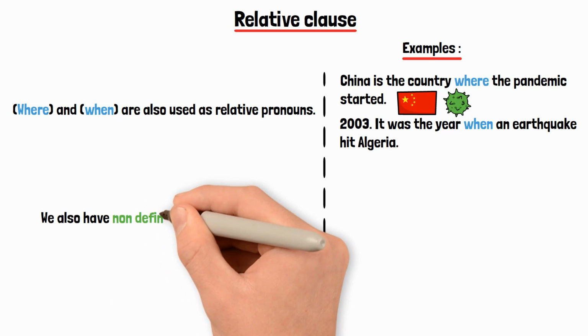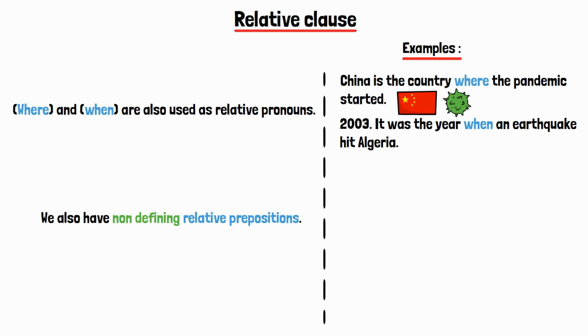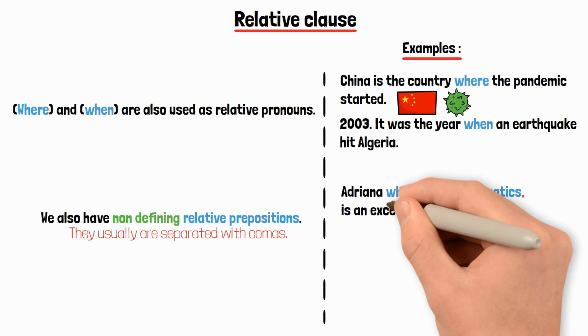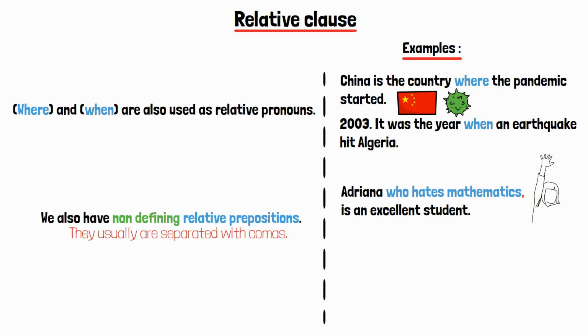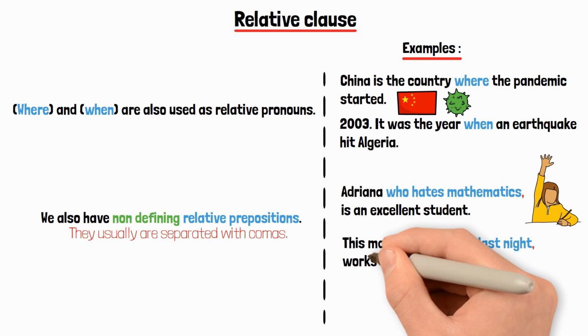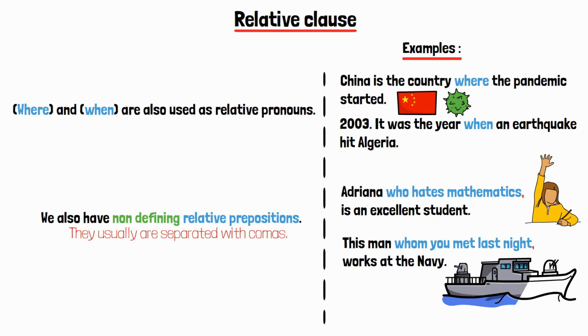We also have non-defining relative prepositions. They usually are separated with commas. Adriana, who hates mathematics, is an excellent student. This man, whom you met last night, works at the Navy. Very good.